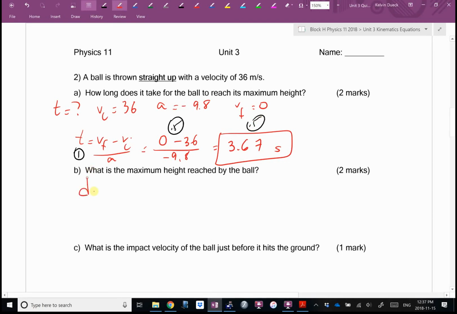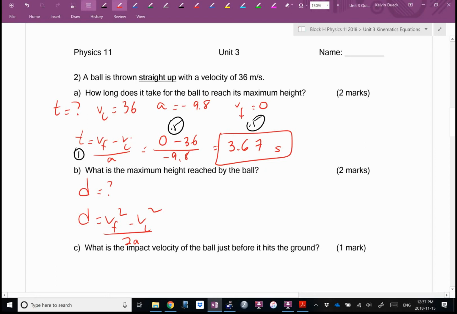I think B is asking me to find D at the top. I should get a positive answer because we're ending up above where we started. I'm not going to relist all my data. It's going to be D equals VIT plus 1/2 AT squared. It's going to be 36 times T. Oh, wait a minute, I'm going to be using a time value. I don't want to do that. I'm going to use D equals VF squared minus VI squared all over 2a, and that way I can use the data that they gave me.